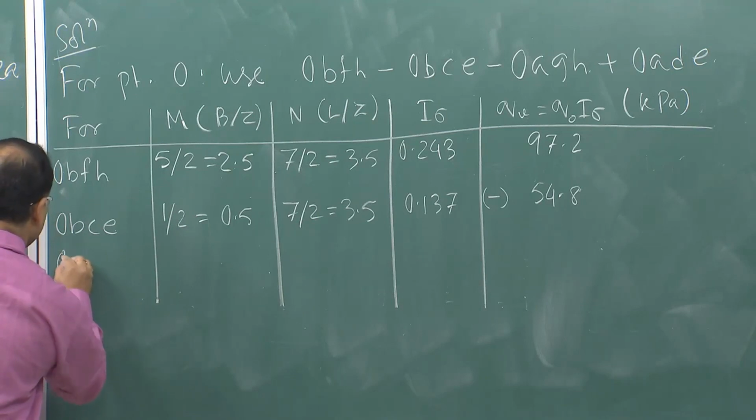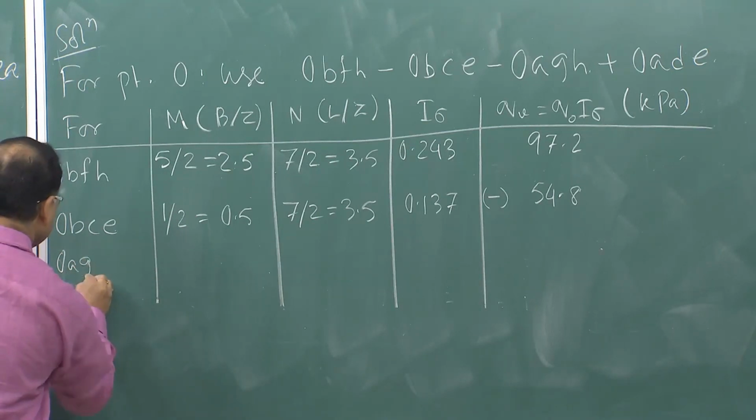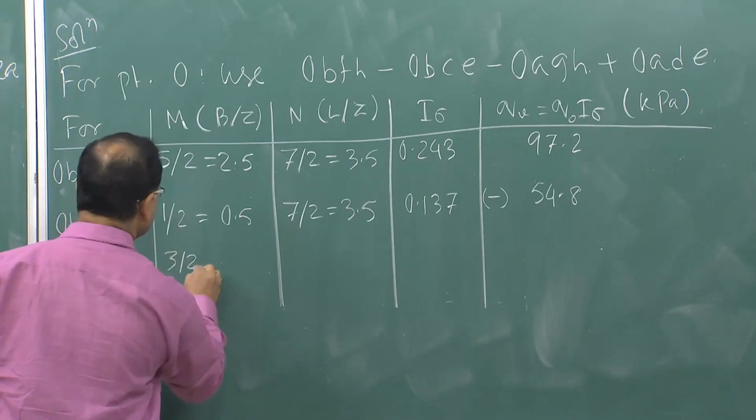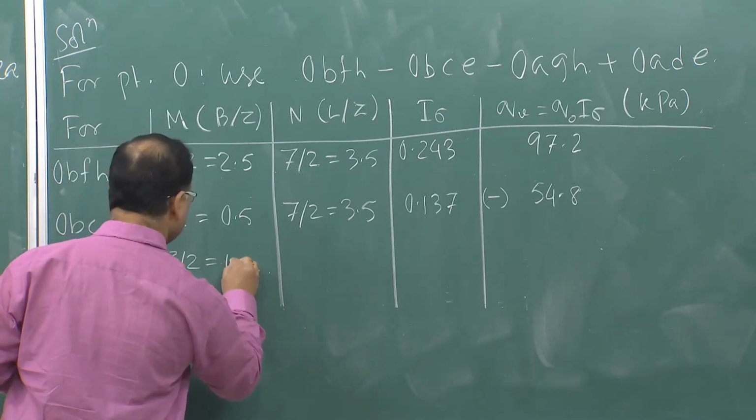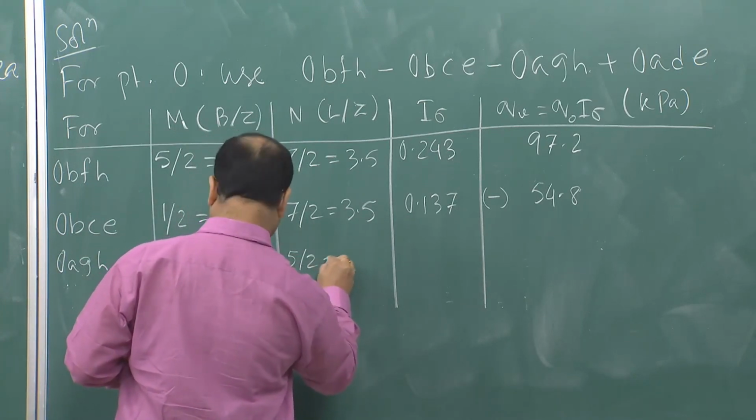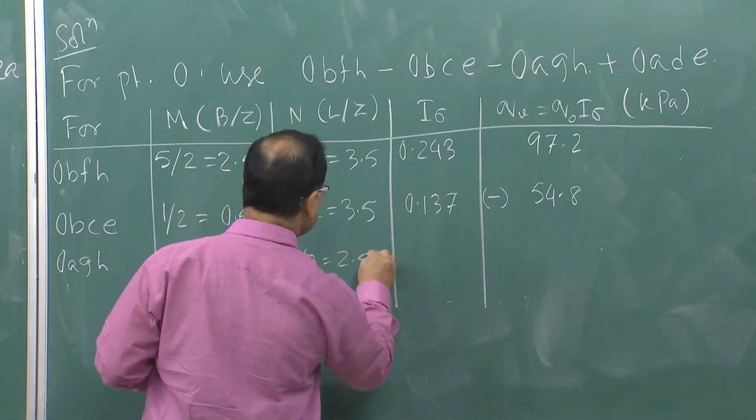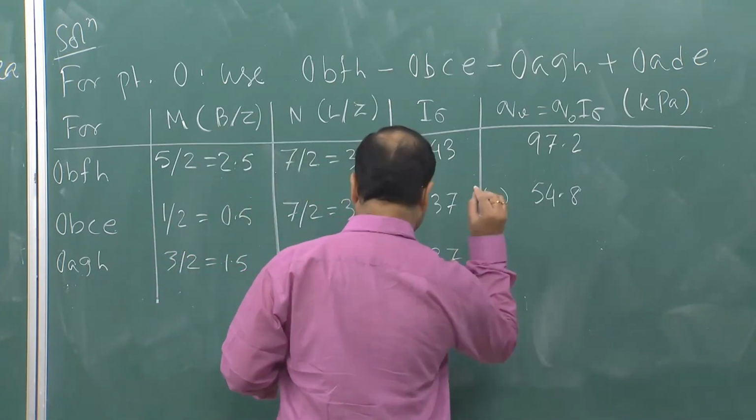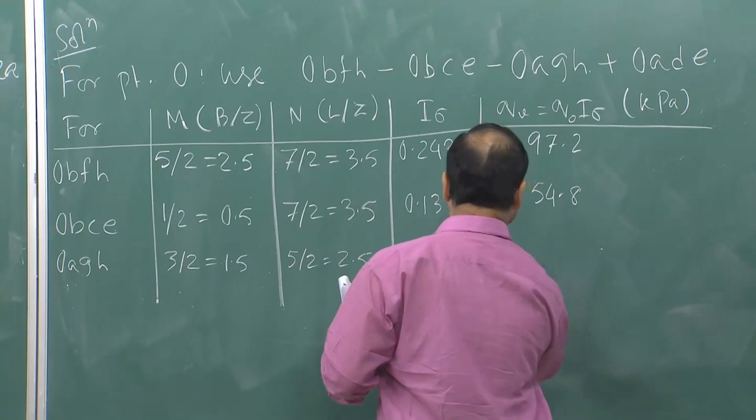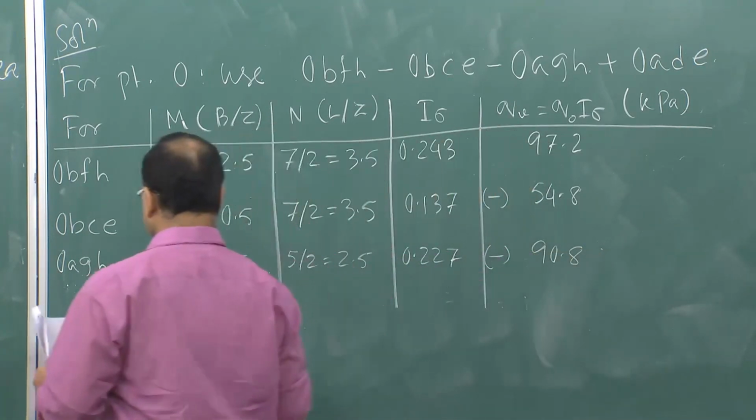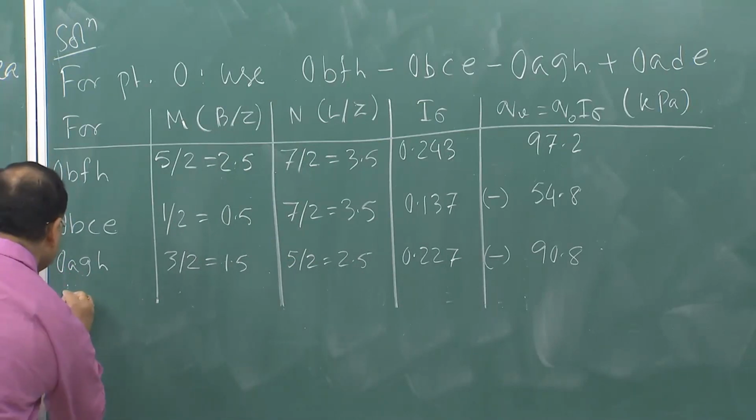Similarly, OAGH, m will be 3 by 2, that is 1.5, and n will be 5 by 2, that is 2.5. Just check it from the figure with the same logic. This is also subtractive, 90.8.